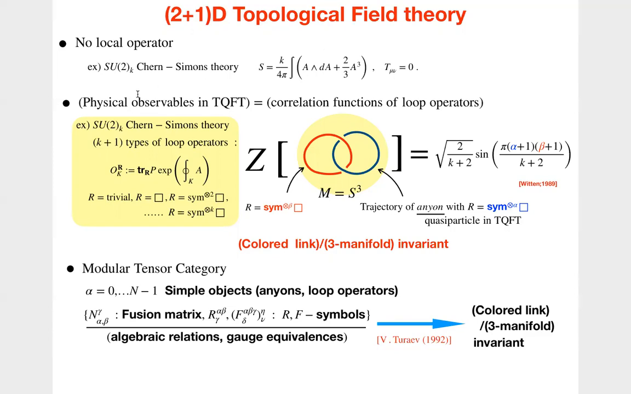So in this theory, the physical observables of a topological field theory are correlation functions of loop operators on various topological spaces. So this is one example of the physical observables, which is called the Hopf link expectation value on the three sphere. And these physical observables only depend on some topological information of the background spacetime, and also depend on the isotopy class of the knot. And so this will give some colored link and three-manifold invariants.